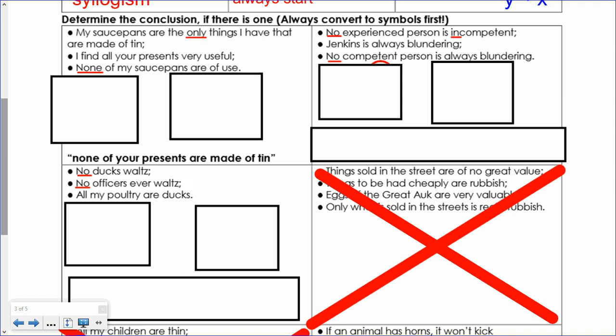So what do you think the symbols would be? You might think that it's S-arrow-T, but that's actually wrong. It should be T-arrow-S. Can anybody explain why? It should be if it's made of tin, then it's a saucepan. That's essentially how you would rewrite that as a conditional. Why did I switch the order?